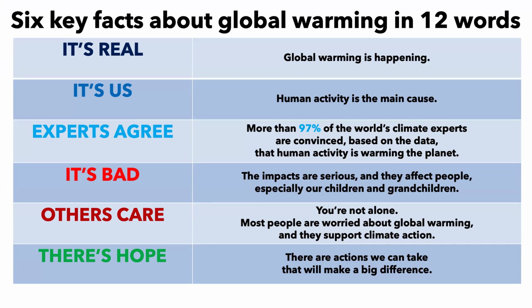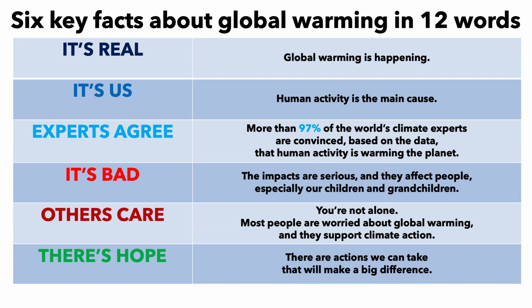Number one, it's real. Number two, it's us. Experts agree about those first two things. It's bad, others care, but there's hope. And so by it's real, we mean that climate change is happening. It's us, meaning that human activity, primarily through the burning of fossil fuels, is the main cause.